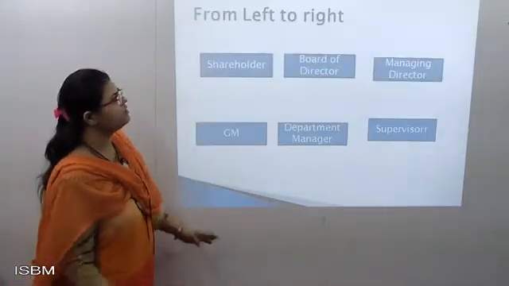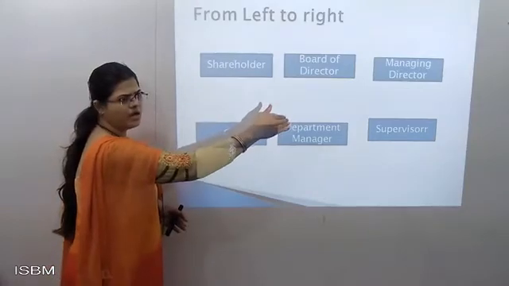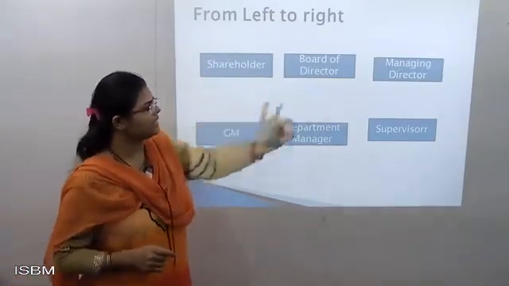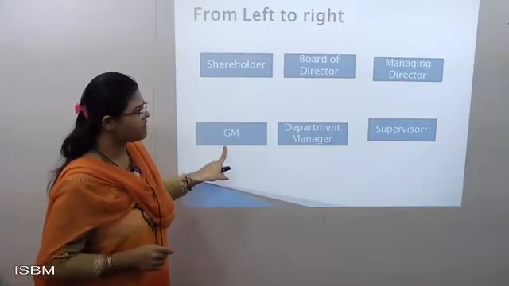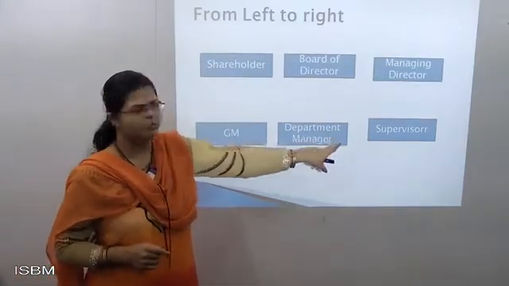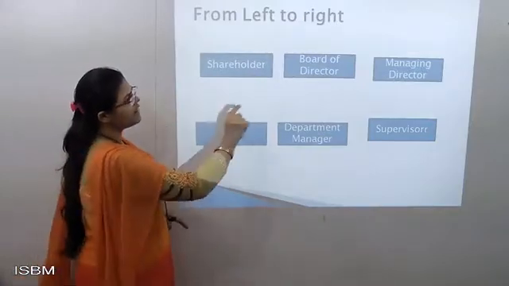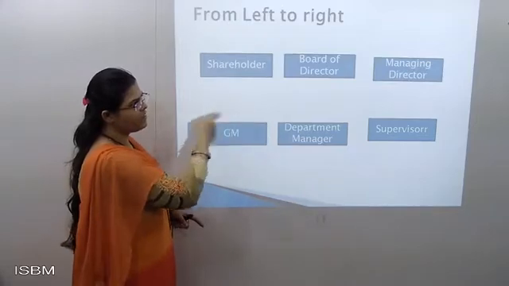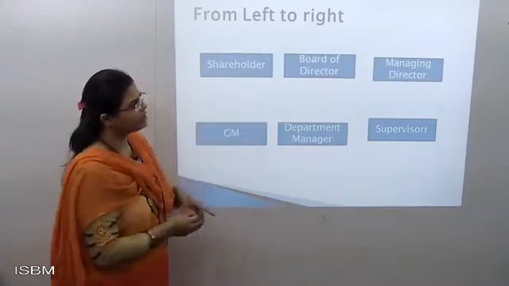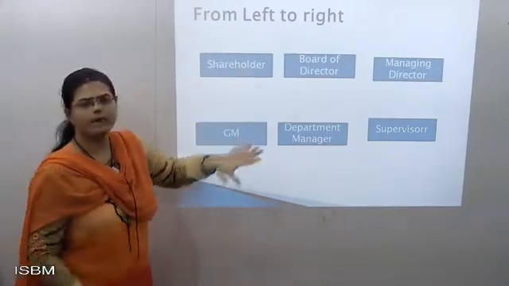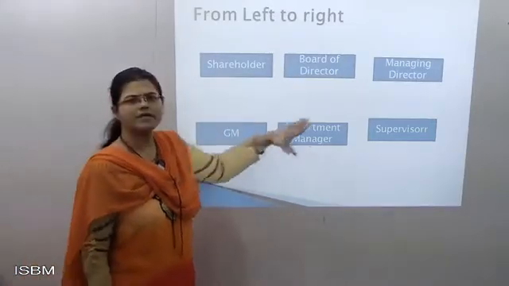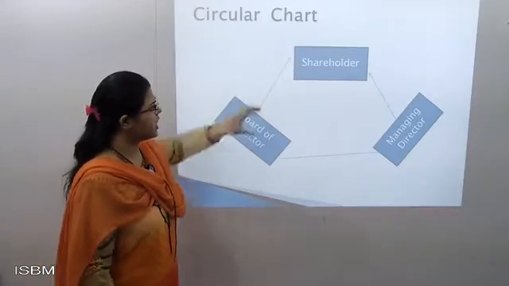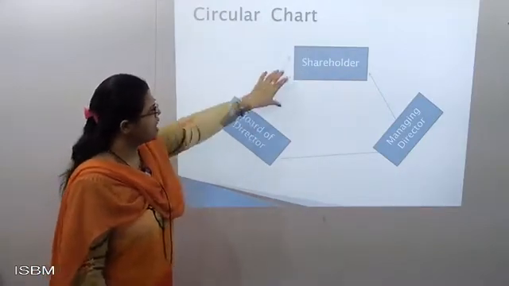Now here it even passes from right to left. Shareholders, board of directors, managing directors, and again you have general manager, departmental manager, and supervisor. So ultimately, from left to right and again back, it keeps moving from here and there, and the departmental work is organized according to this way. Now there is a circular chart, where they have coordination amongst each and everyone.